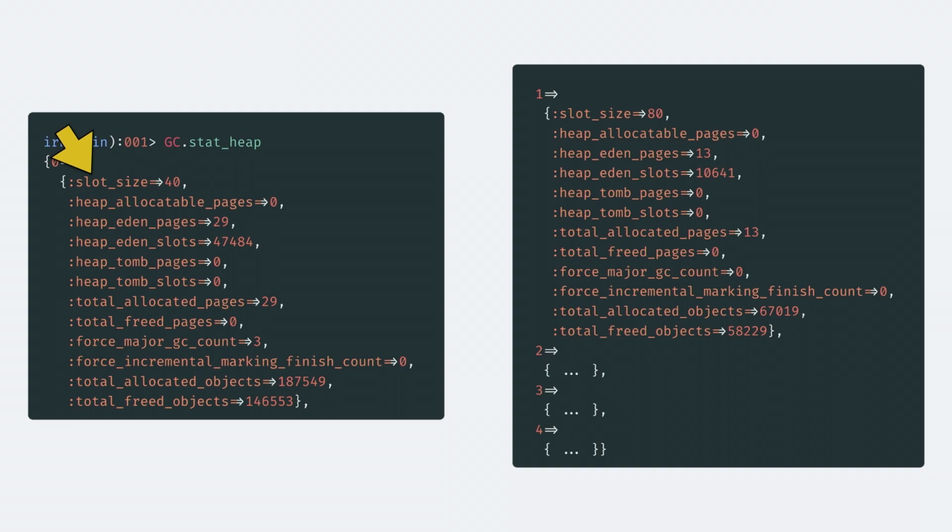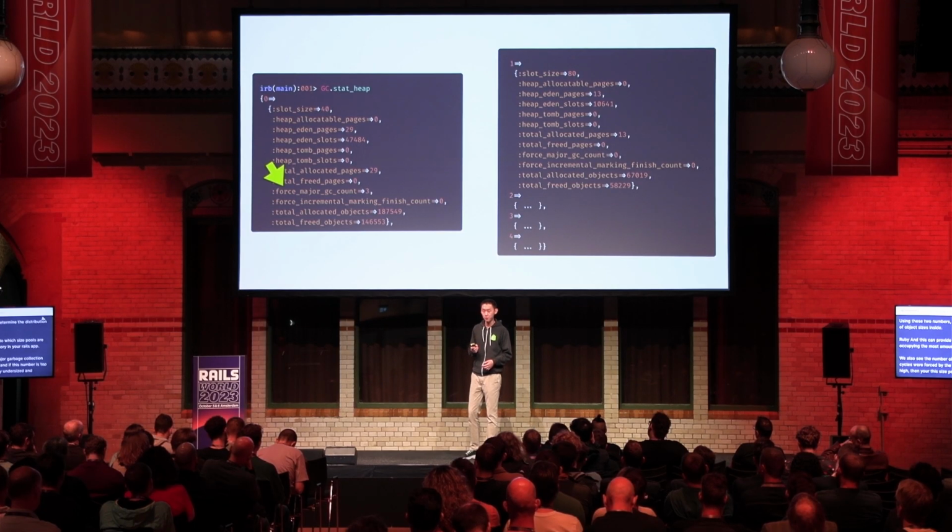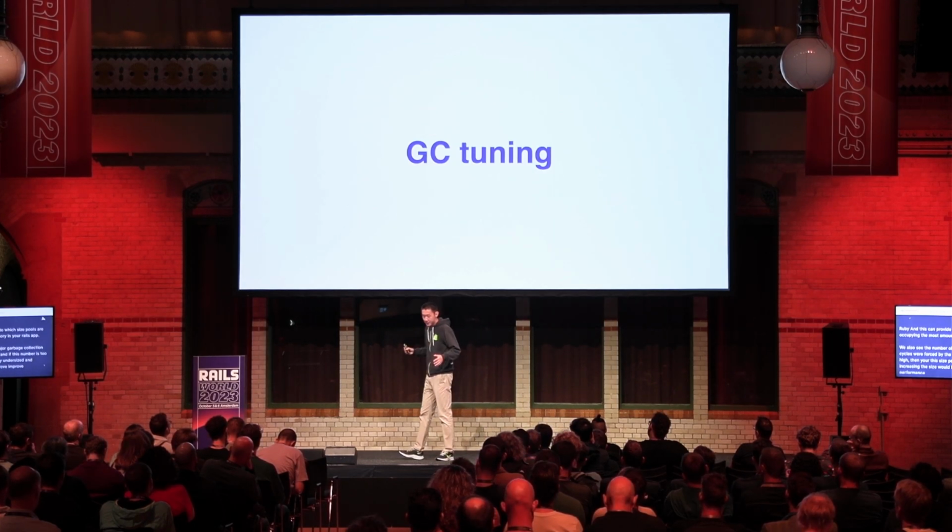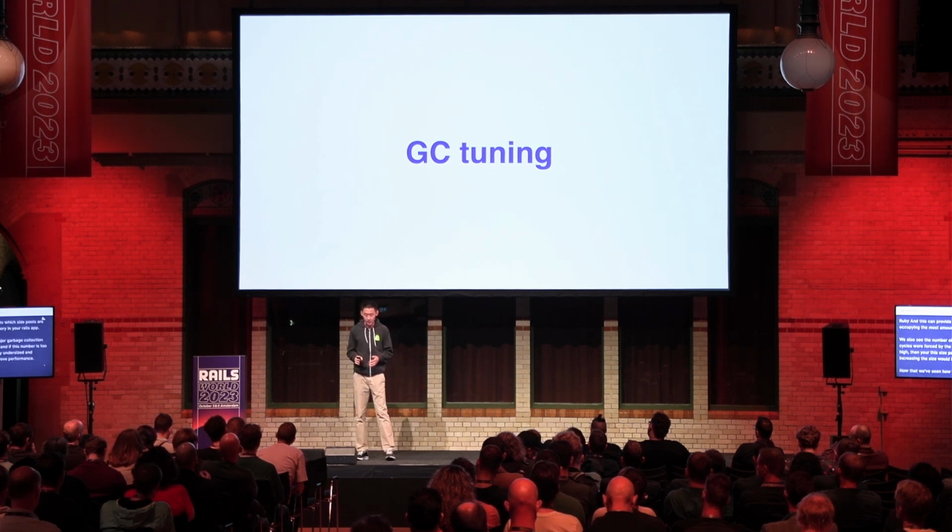This is the size of the slots in each of the pages in the size pool. And we also see the number of pages and the total number of slots in the size pool. Using these two numbers, we can determine the distribution of object sizes inside Ruby. And this can provide clues as to which size pools are occupying the most amount of memory in your Rails app. We also see the number of times major garbage collection cycles were forced by the size pool. And if this number is too high, then this size pool is likely undersized, and increasing the size would likely improve performance.